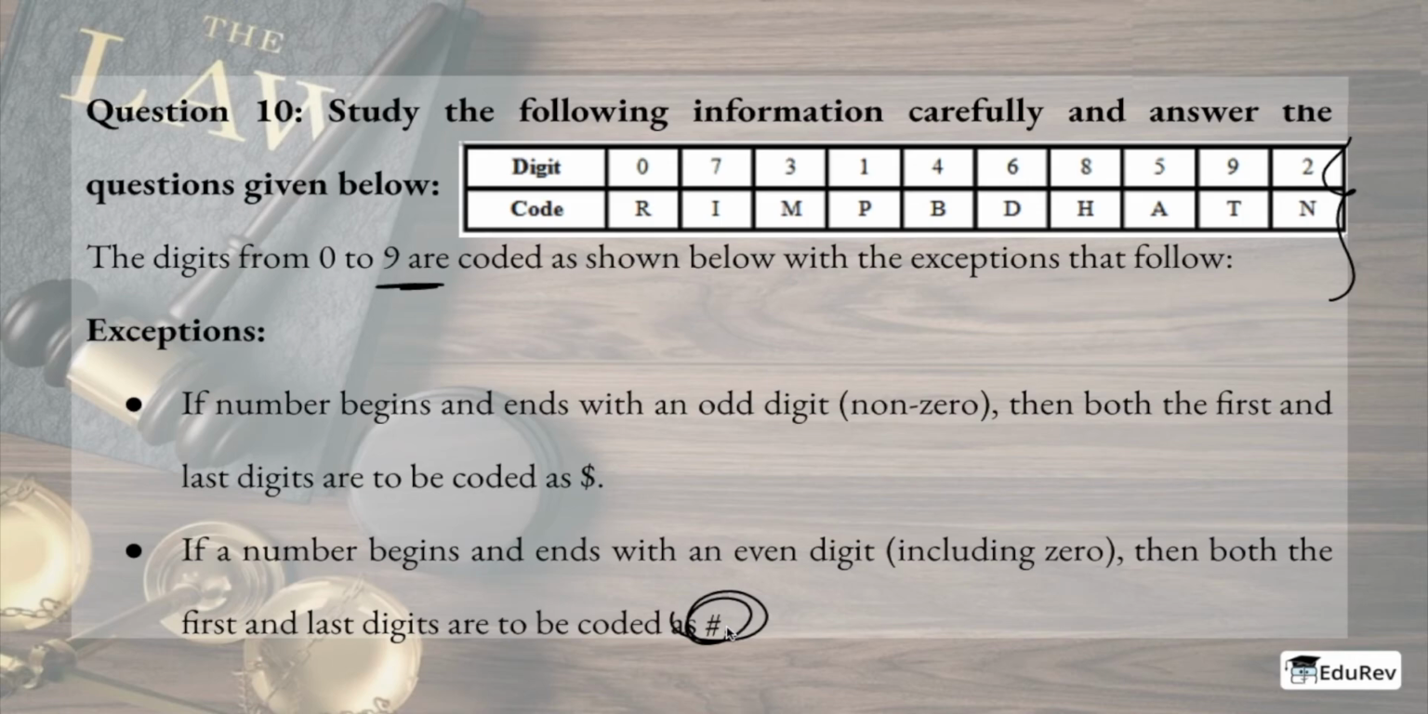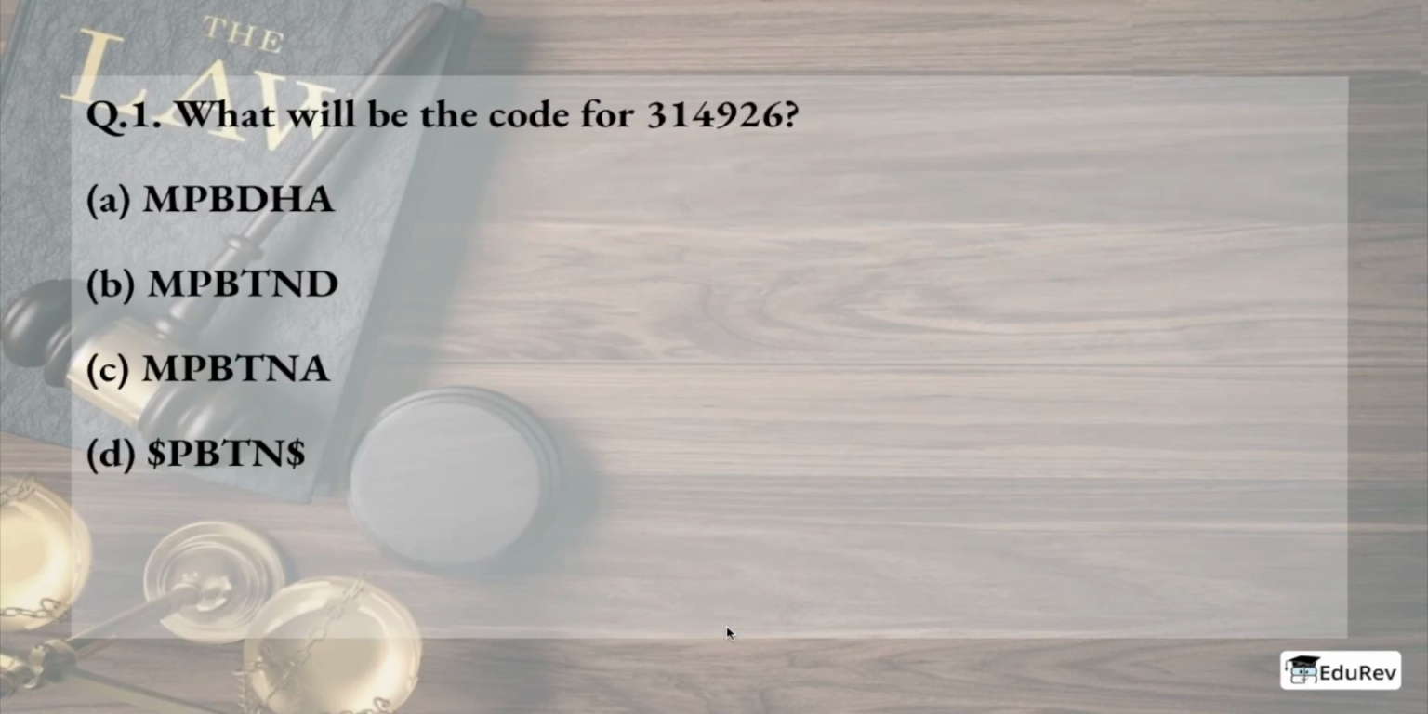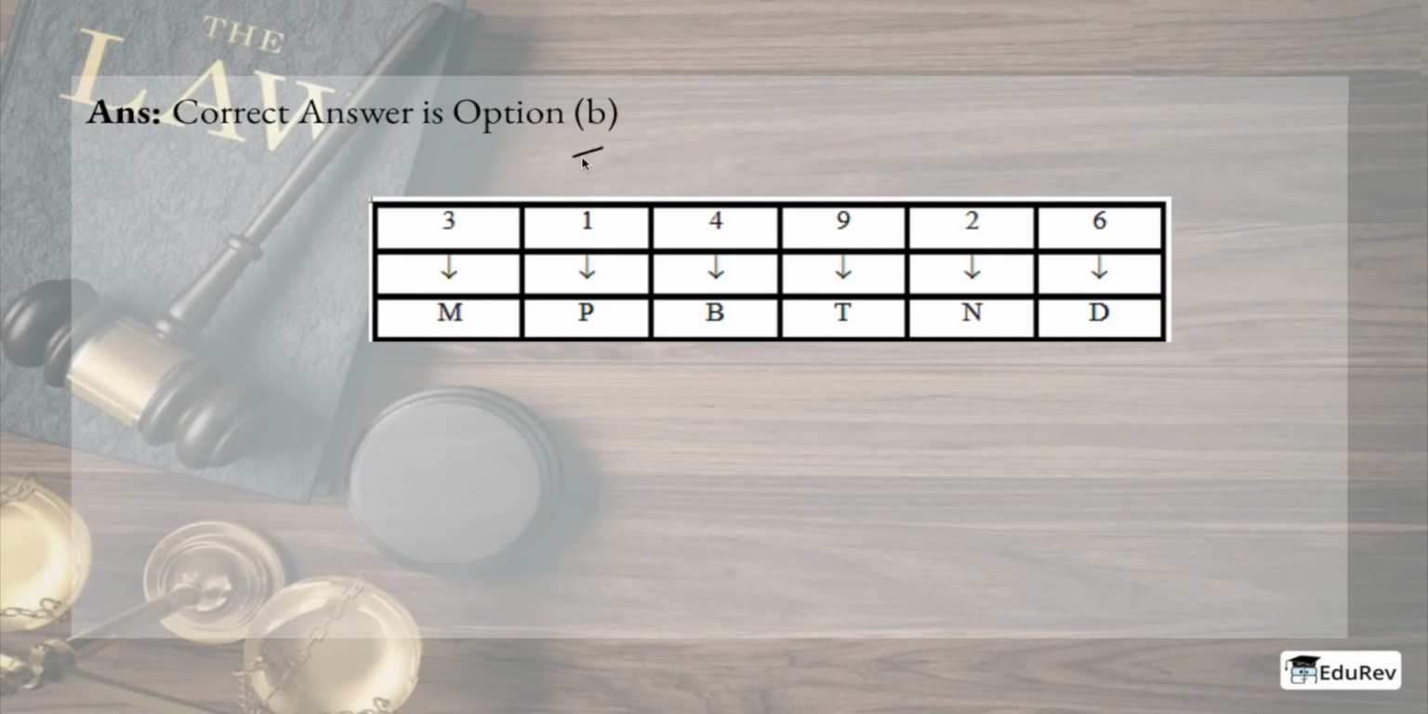Now based on this, we have approximately 3 questions. Let's quickly answer them and sum up the lecture, right? The first question is what will be the code for this? The code for this is going to be option B. How? Because for 3 it's M, for 1 it's B, for 4 it's B, for 9 it's T, for 2 it's N, and for 6 it's D. So this is going to be the code.